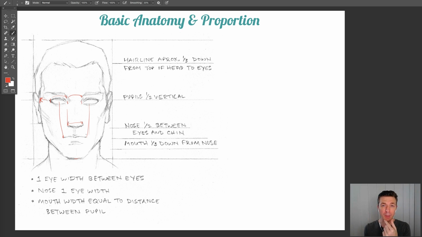My mouth is a little bit narrow, so it is toward the inside of the irises. Vertically, the ears align with the top of the eyebrows and the bottom of the nose. That one actually should go down a little bit. And that will change a lot depending on where they tilt your head.